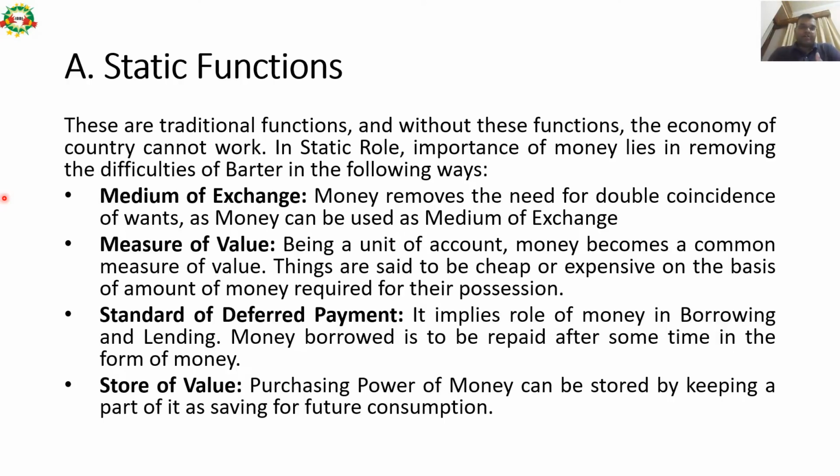Second static function is measure of value. Being a unit of account, money becomes a common measure of value. Things are said to be cheap or expensive on the basis of the amount of money required for their possession. So if there is no money, I may say that for 1 banana I may charge you 1 kg of wheat, right? So if you want 1 kg of wheat, that might be equivalent to quarter banana. That is not practically possible, to take quarter banana from you. It will be a little bit difficult.